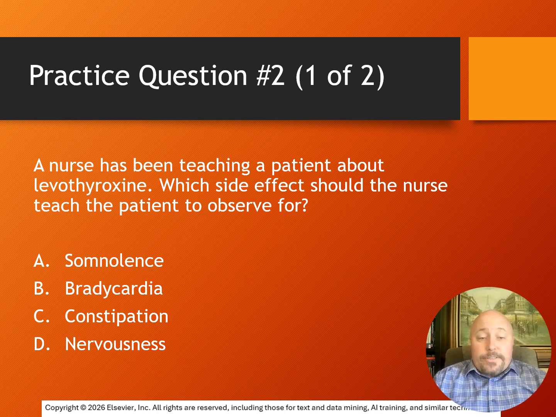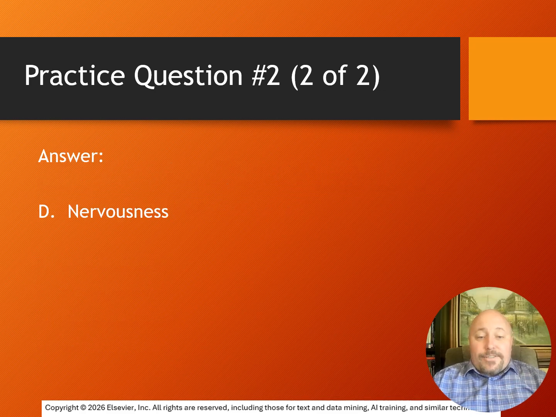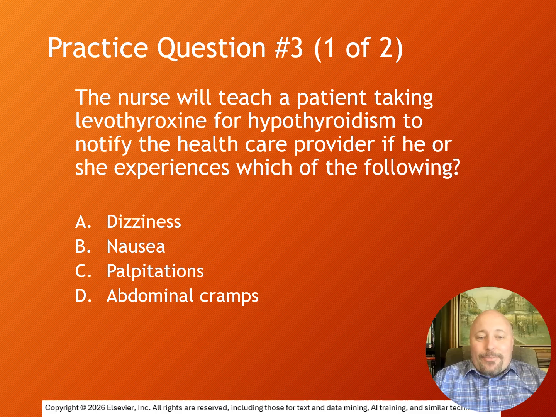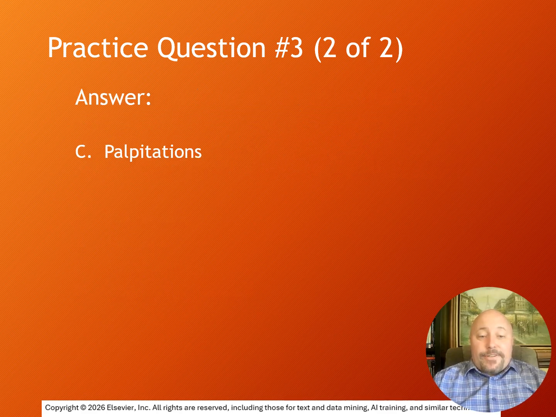A nurse has been teaching a patient about levothyroxine, Synthroid. Which side effect should the nurse teach the patient to observe for? Would that be A, somnolence, B, bradycardia, C, constipation, or D, nervousness? That answer is going to be D, nervousness. Practice question 3. The nurse will teach a patient taking levothyroxine for hypothyroidism to notify the healthcare provider if he or she experiences which of the following: A, dizziness, B, nausea, C, palpitations, or D, abdominal cramps. That answer is going to be C, palpitations.